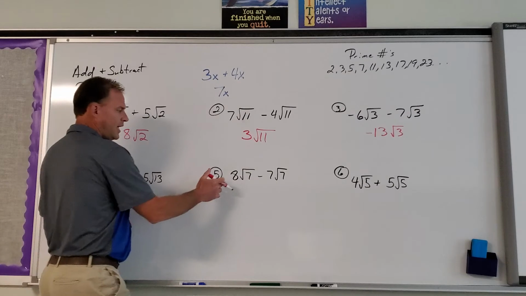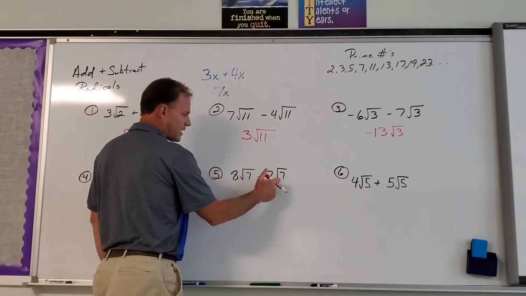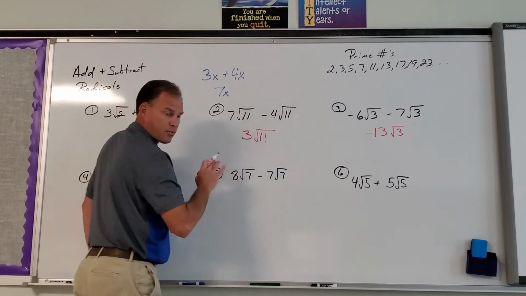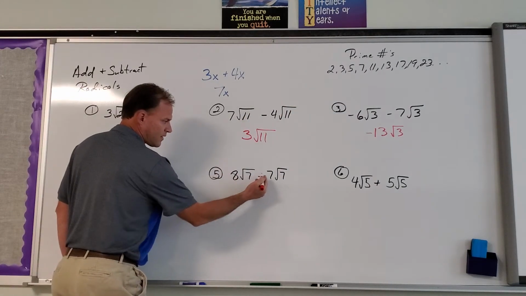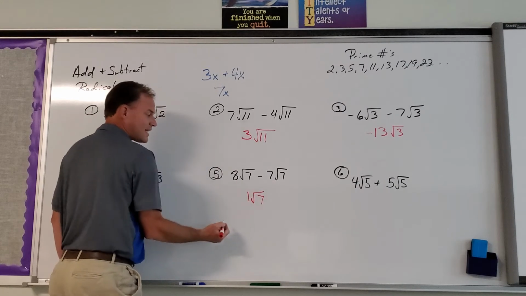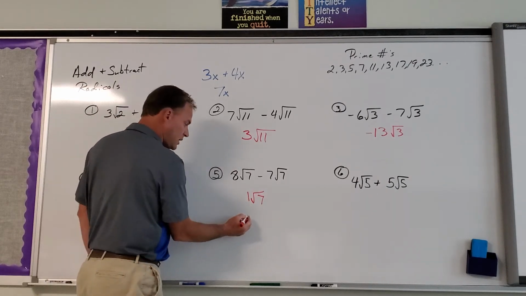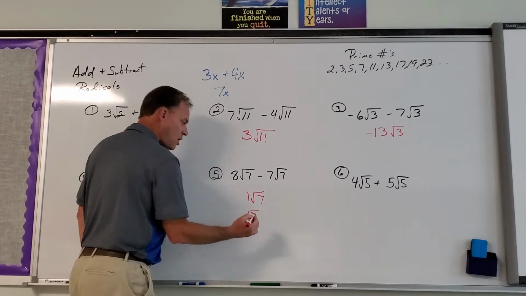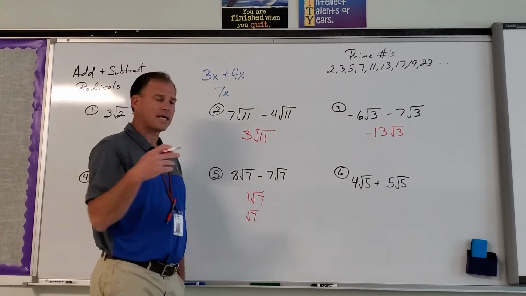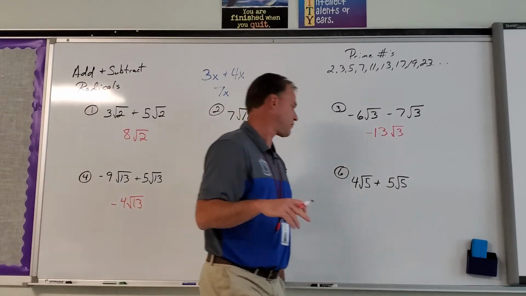Number 5, 8 root 7 minus 7 root 7. Check those radicals. Do they simplify? They're prime, they're good. 8 root 7 minus 7 root 7 is 1 root 7. Or sometimes you see it just like this, without the 1 in front, okay? It's just like an x. You don't have to write the 1 in front.